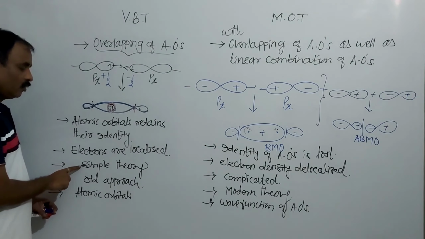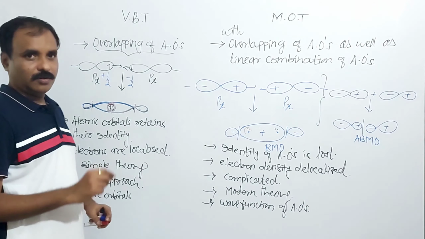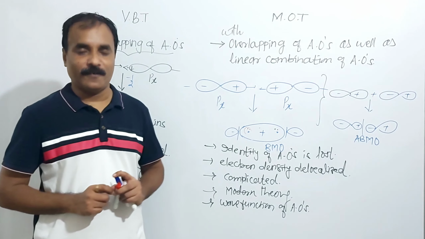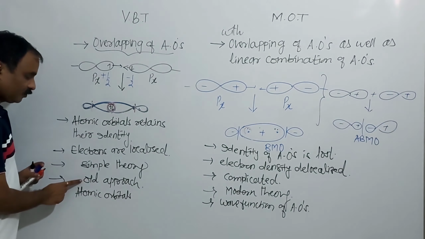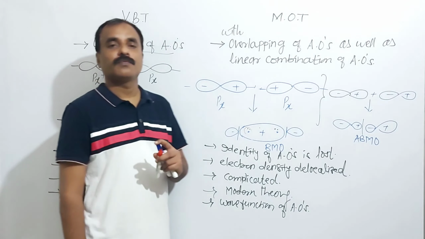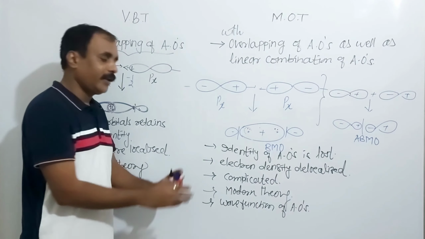Next, this is a simple theory. This is a very simple theory to explain. This is a complicated theory to explain. Next, this is an old approach. This is a modern approach. And this is an old theory. This is a new theory.